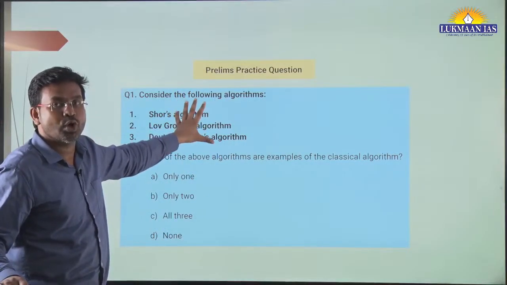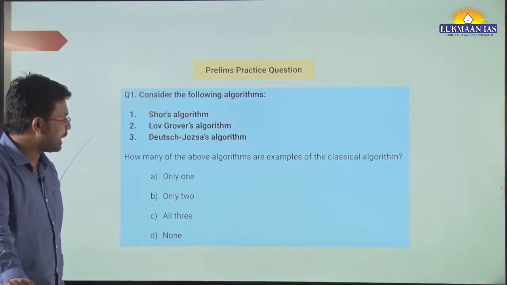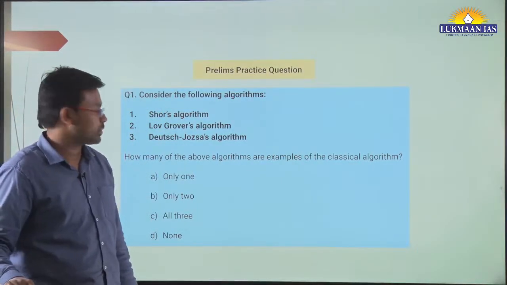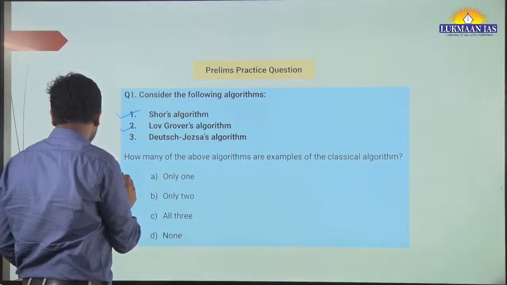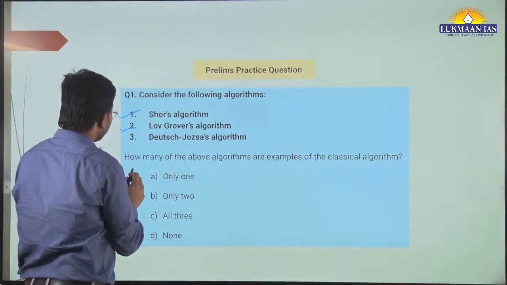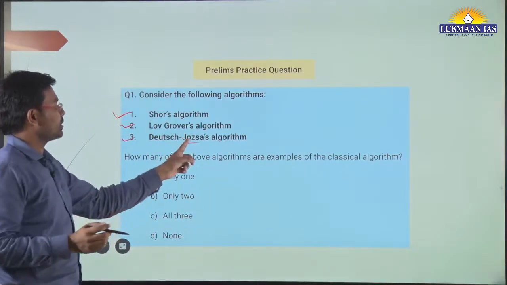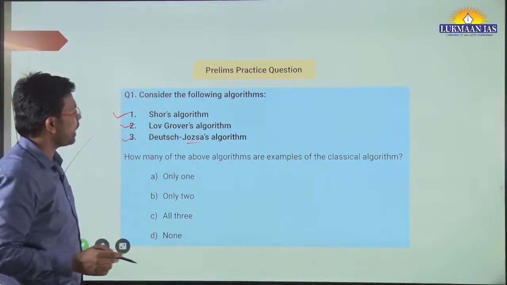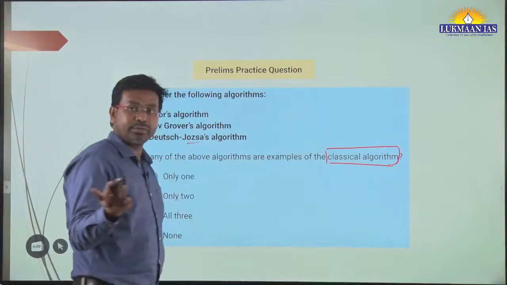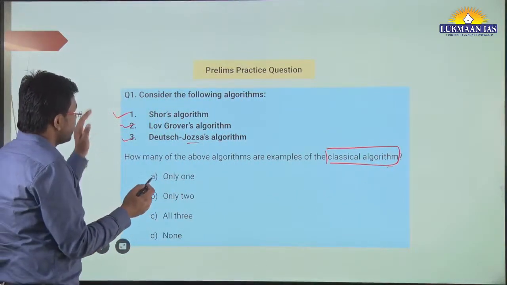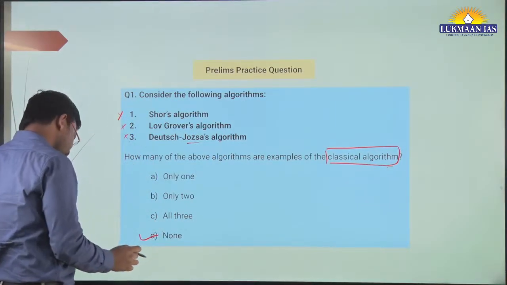With this, we will solve a question related to prelims. It says, consider the following algorithms. They have mentioned names of a few algorithms: Shor's algorithm, Grover's algorithm, and Deutsch-Jozsa algorithm. How many of the above algorithms are examples of classical algorithms? The thing is, none of them are classical algorithms. The correct answer is option D.